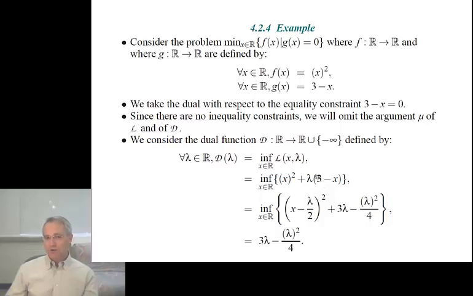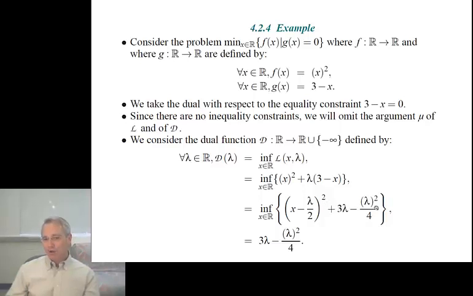Well, I'm sure you've solved using calculus how to minimize this problem, but that's in fact a special case of solving a general unconstrained problem. Since we haven't written down the optimality conditions, I'm going to solve this directly by completing the square. So I can take x squared plus lambda times 3 minus x and re-express it as x minus lambda on 2 all squared plus 3 lambda minus lambda squared on 4. You can check that this expression here is exactly the same as the expression in the previous line.